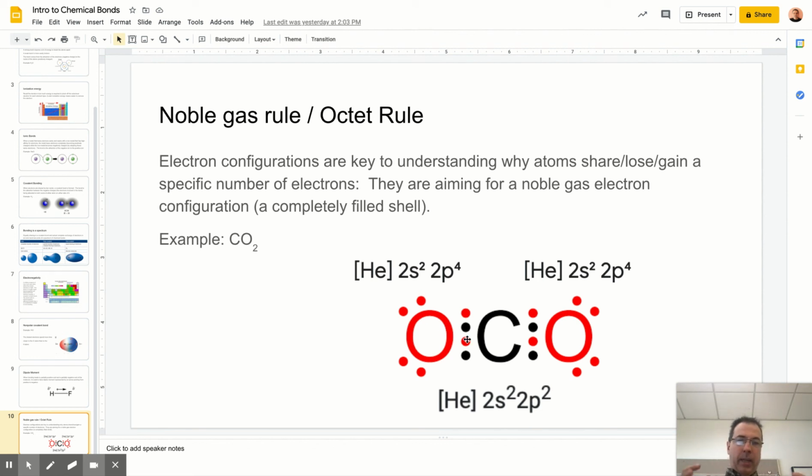And now if you look at it, each element is happy here in the sense that their octet rule, or their desire for the noble gas configuration, is satisfied. And that really is what drives chemistry. That's what drives the atoms to bond in the way they do and to bond in the numbers that they do, right?